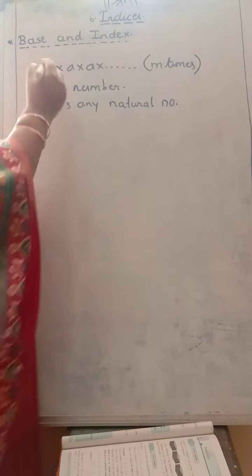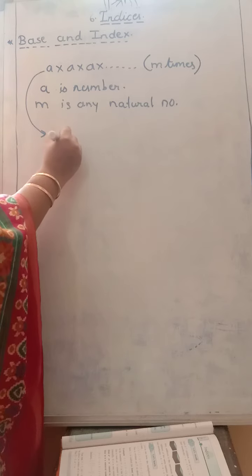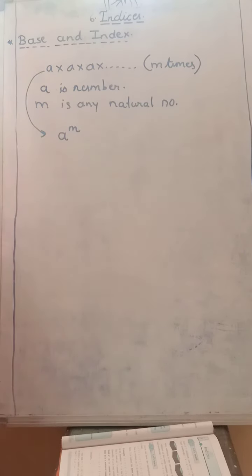You can express this in index form as a^n. How to read this? a raised to power n, or a raised to m, or the mth power of a. Did you understand how to read this? This is index form. You can read it in any one of these 3 ways.